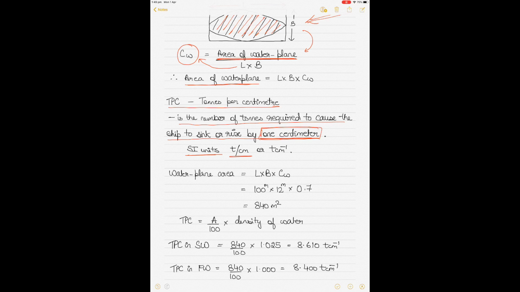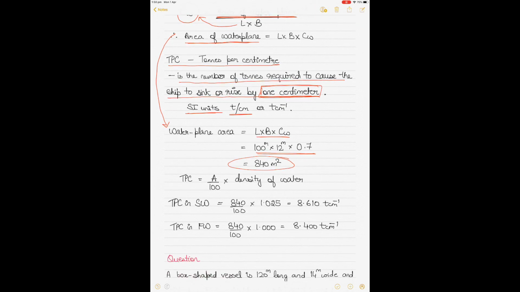Like I said before, the formula for the water plane area is length times breadth times coefficient of fineness. All three values are given to you in the question. Put those three values in the formula and calculate your water plane area. Because it's area, your unit will be meter square. Then the formula for calculating the TPC is area divided by 100 multiplied by the density of water. You have just calculated the area.